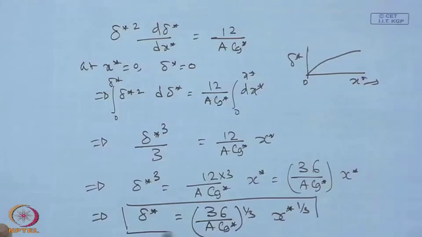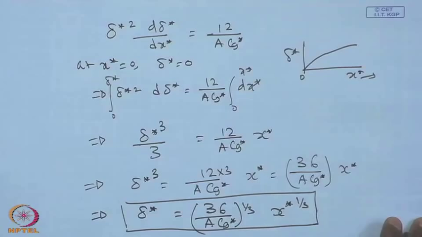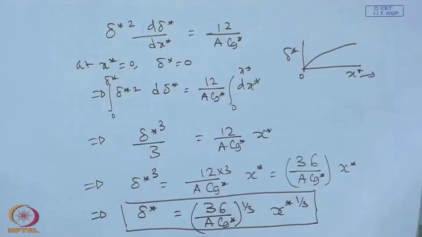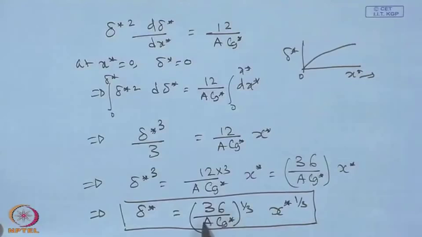So, if you now recall, this is the functional form of how delta star varies as a function of x star in the case of similarity solution. In the similarity solution, delta star was a function of x star and the functional variation was x star to the power 1 upon 3. In the integral method of solution also, we have found that delta star varies as a function of x star to the power 1 upon 3, with the coefficient 36 by a c g star raised to the power 1 upon 3. Now, that completes the solution.